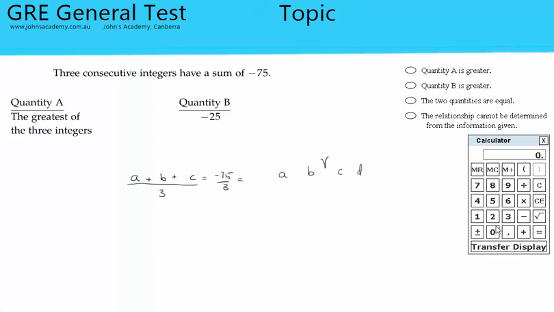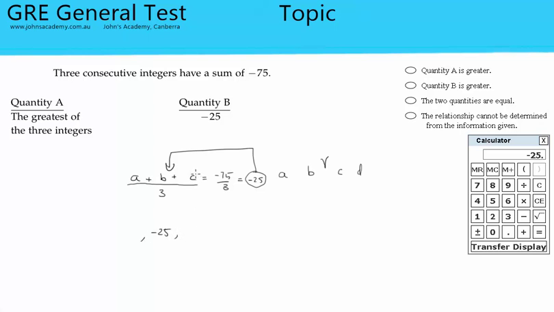On the calculator, this symbol here means subtract. We're not subtracting anything, we're just taking the negative, so you have to press this button here. We need to do it this way: 75 and then negative, divided by 3. That gives us -25. So the average of these three numbers is -25, and that must equal the middle number. Okay, so B is -25.